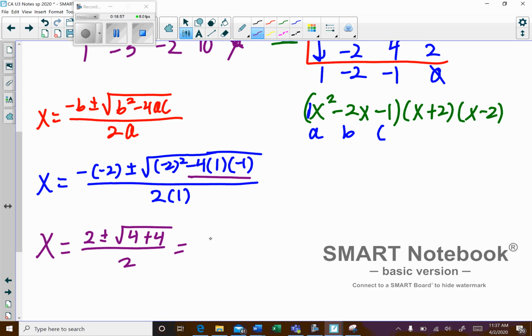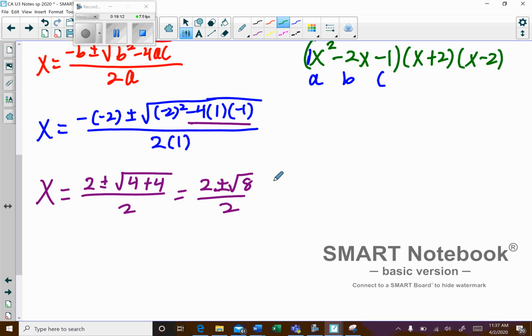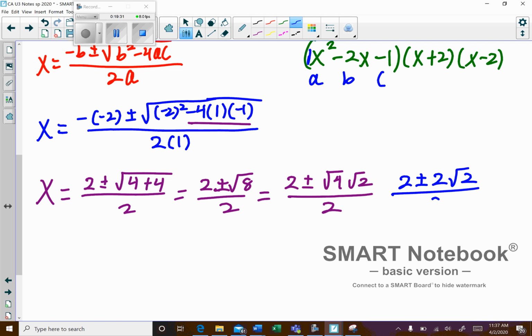Okay, and so then we're going to end up with 2 plus or minus the square root of 8 all over 2. Now the square root of 8, if you leave it like that, you're not going to get your full credit because we can simplify that. So we're going to break the square root of 8 into square root of 4 times square root of 2. Now the square root of 4 is 2. So we're going to get 2 plus or minus 2 square roots of 2, all divided by 2.